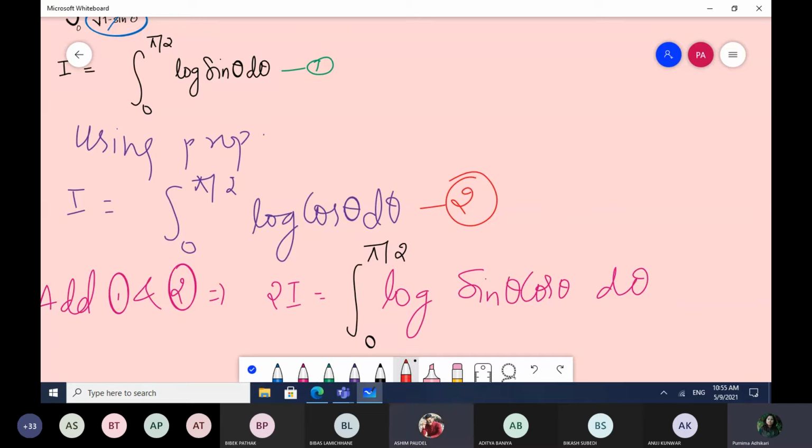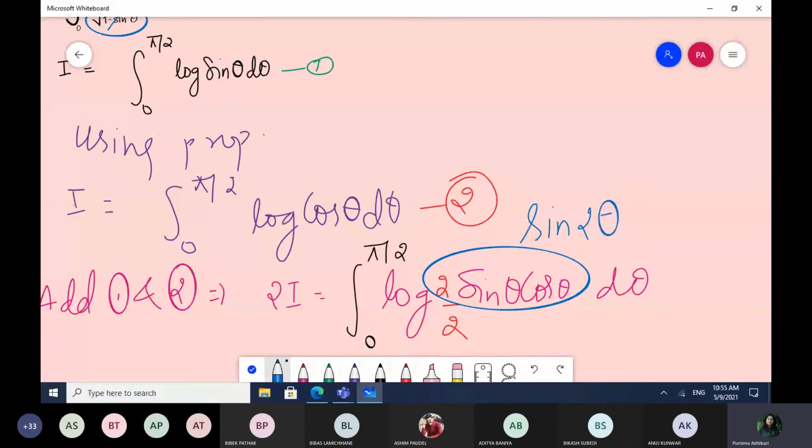We take it to the form of sin 2 theta. Exactly, we have to bring it to the form of sin 2 theta. For that, multiply by 2 and divide by 2. So it is going to make this: 2 sin theta cos theta will be sin 2 theta divided by 2.